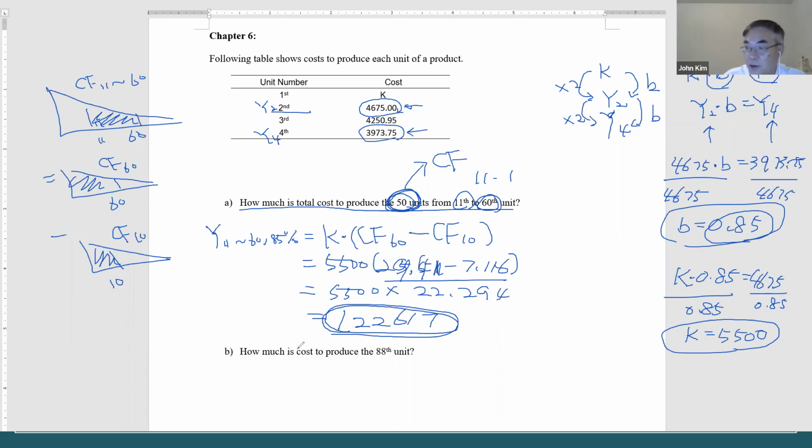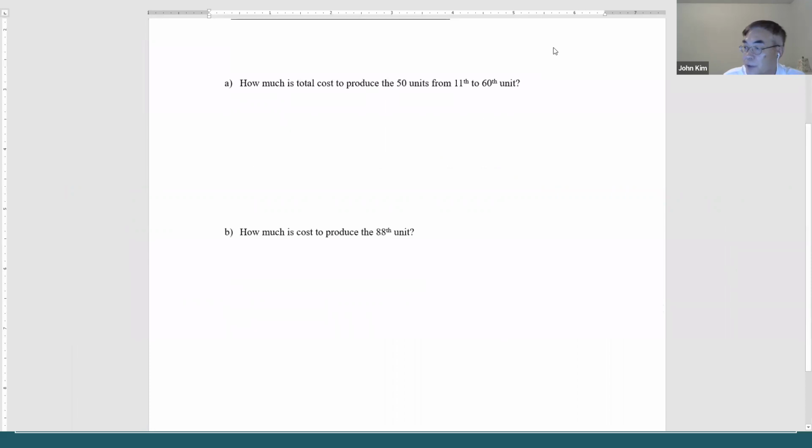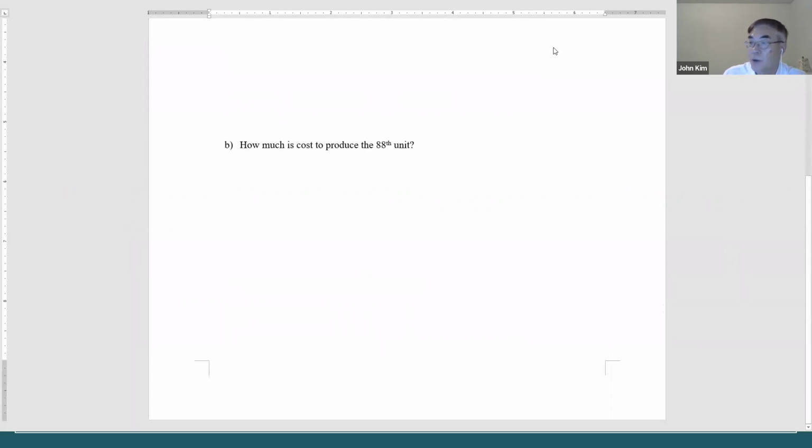Okay, questions so far? Okay, good. Erase, then bring up a more difficult one. How much does it cost to produce the 88 units? 88 units, a single unit. So we will use the unit factor.